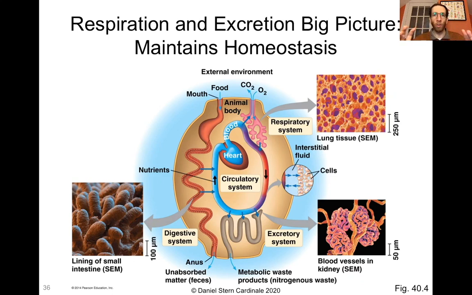In our summary section, we're just going to wrap up respiration and excretion. If there was one big picture thing I want you to get from today, what is it? It's right in front of you. Yeah, it's homeostasis. This is the idea.